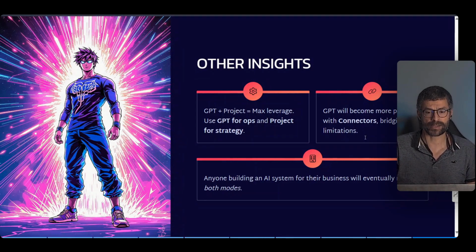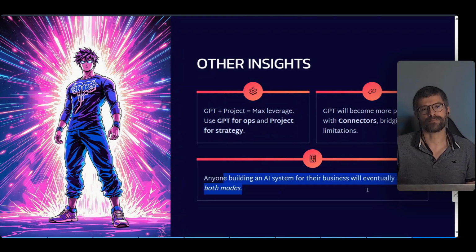Way easier, I think, than the current solution that works only for GPTs, which is Actions, which requires you to create a schema or to copy a schema from outside providers. I think connectors are huge. It will be huge for GPTs and projects as well, because I think it will be available for both. And definitely anyone who is building an AI system for their business should use both, for sure.